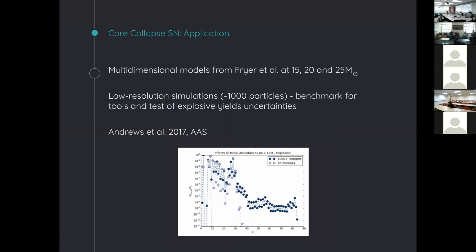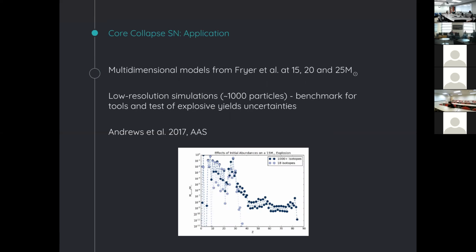Very briefly, I did want to talk about core collapse as well, but unfortunately, I will run out of time. So multidimensional models from Fryer et al. are 10, 15, 20, and 25 solar masses. Currently, the results that we have for these are quite low resolution. They only have about 1,000 particles.